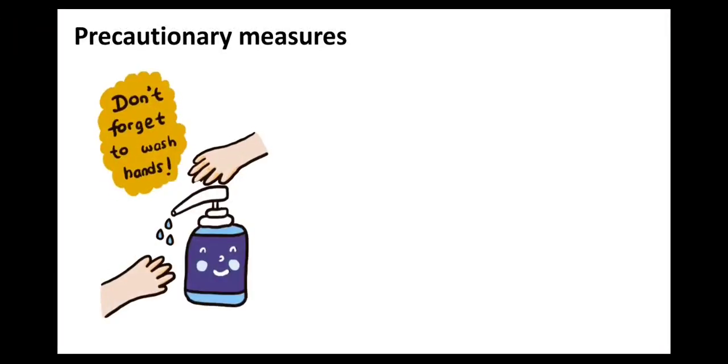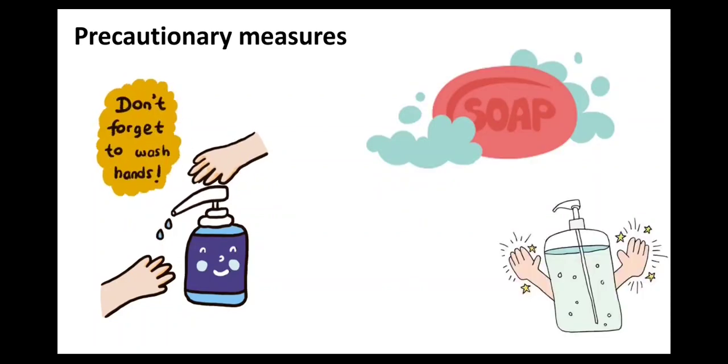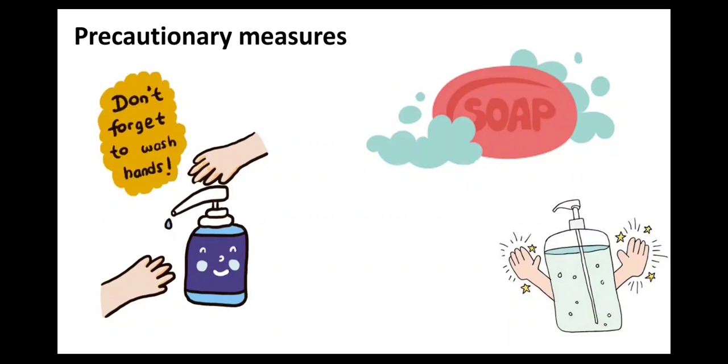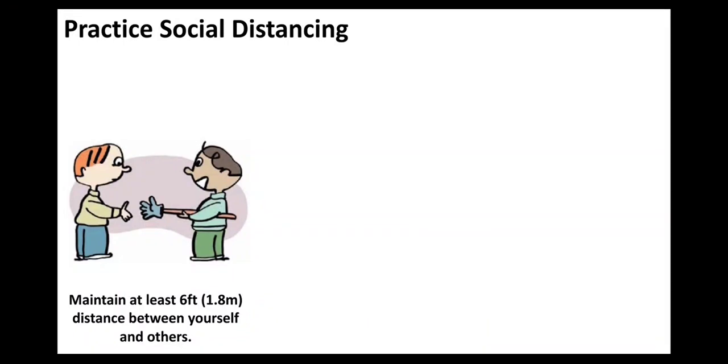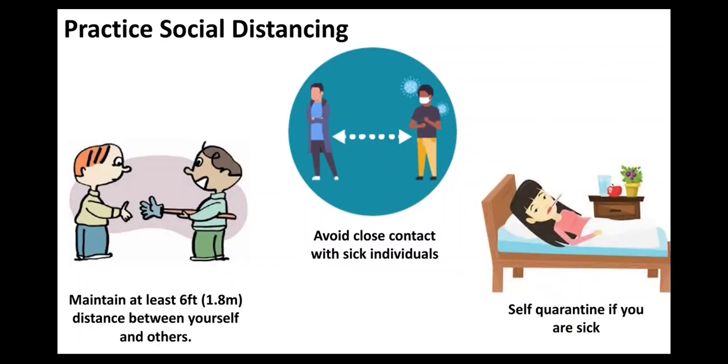However, there are certain precautions that we can all adopt to prevent the spread of the virus. Firstly, we must wash our hands often, either with soap and water or with an alcohol-based hand sanitizer. And we are going to dig into the science of it a little later. We must always maintain at least 6 feet distance between ourselves and others. It is extremely important to avoid contact with sick individuals and self-quarantine if we are sick.